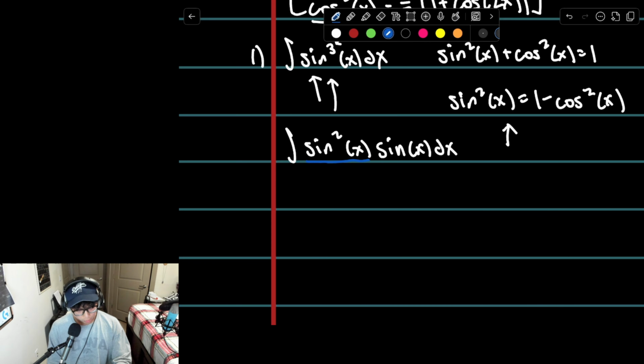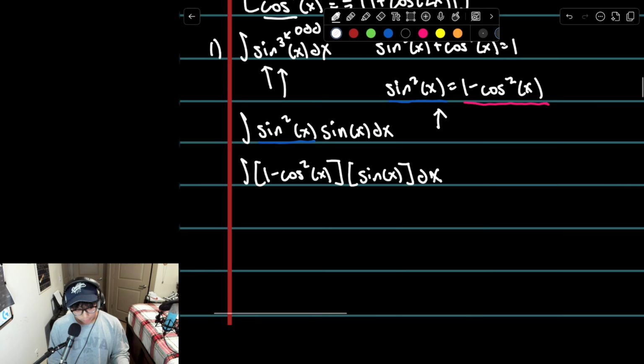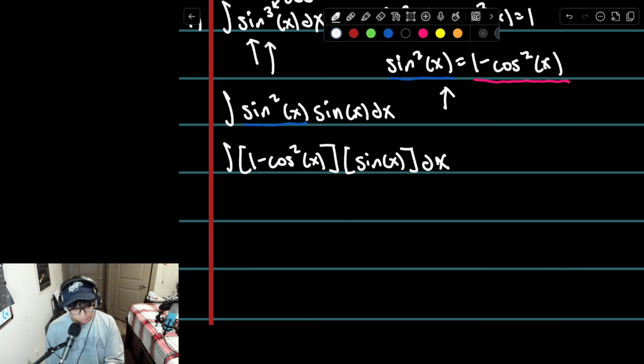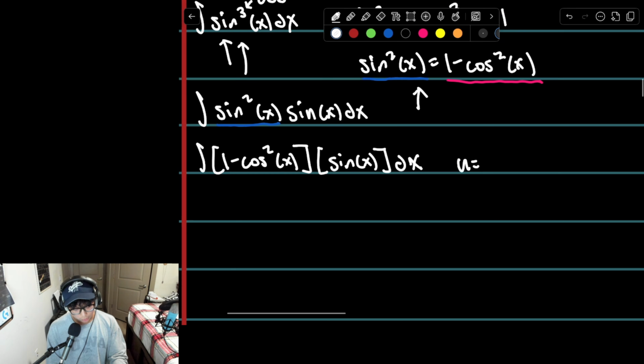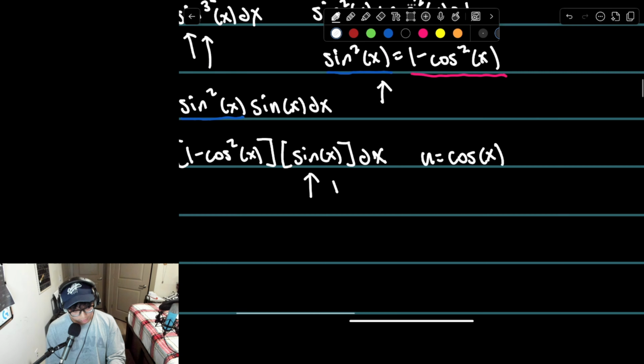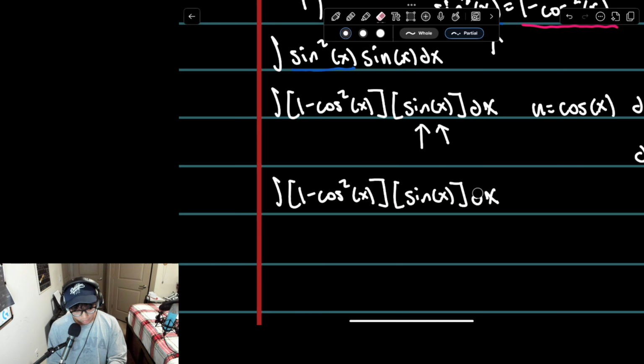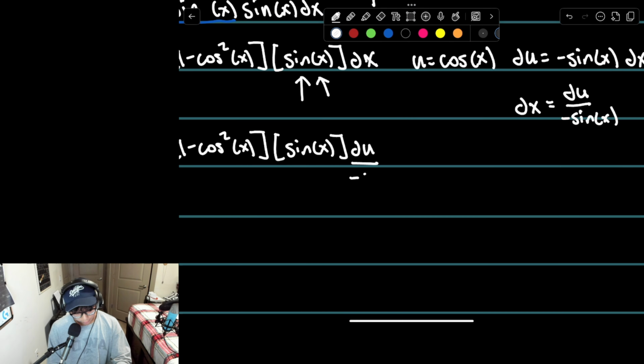Now that we have a sine squared x here, we could substitute this version of sine squared x, underlined in red, which will then get us 1 minus cosine squared x times sine of x. Now you might be wondering, well, that kind of felt pointless like earlier, but it's not, because then you could use u substitution, in which we would try to cancel out this sine over here. So let's make cosine our u. And how does that cancel the sine over here? Well, its derivative is negative sine x. And our dx equals du over negative sine x, which we plug in to get du over negative sine of x.